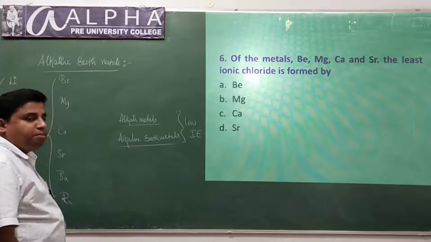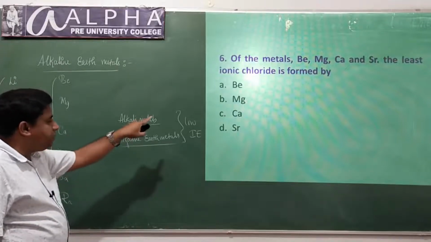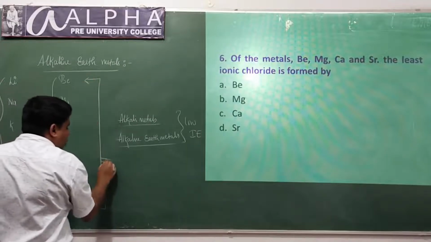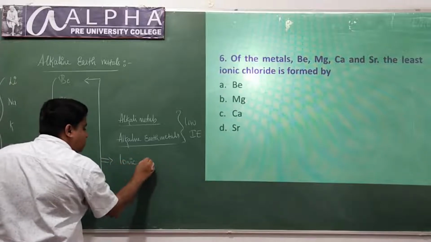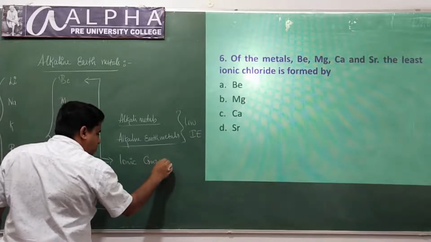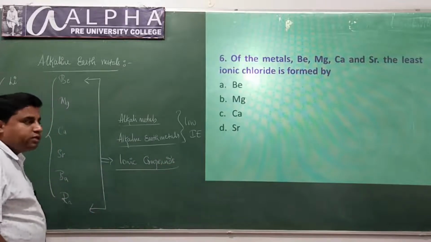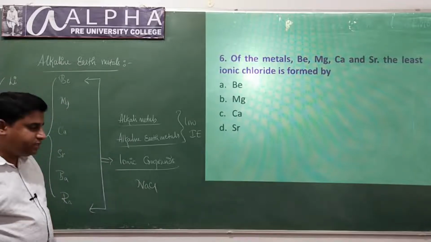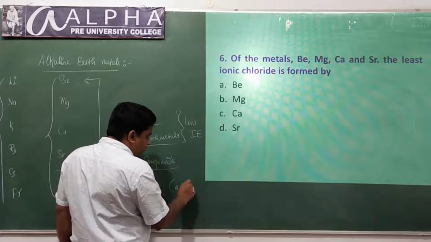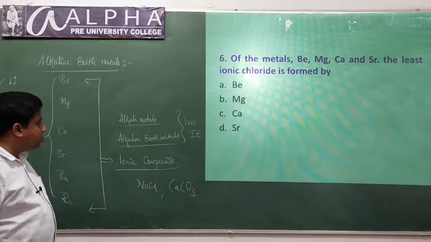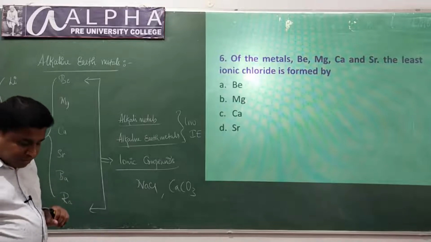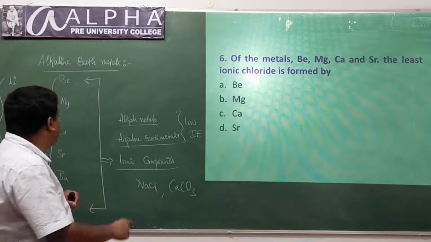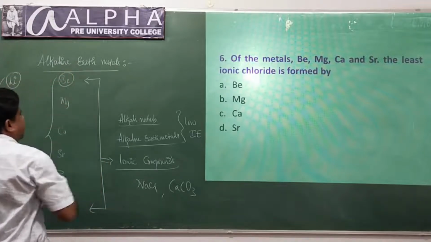Remember, since alkali metals and alkaline earth metals have low ionization enthalpy, they all form ionic compounds. They all will form what? Ionic compounds, not covalent compounds. Just like sodium chloride is an ionic compound, isn't it? Na+Cl-. Calcium carbonate is an ionic compound, Ca2+CO3 2-. So these alkali metals and alkaline earth metals form ionic compounds. But there is an exception. Which is the exception? Lithium and beryllium are the exceptions.